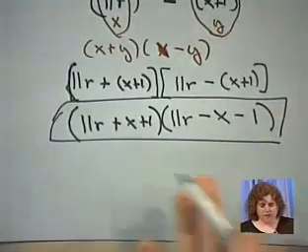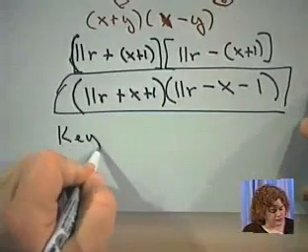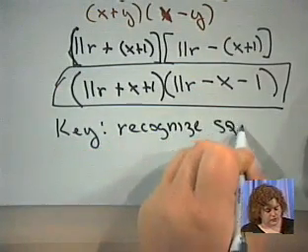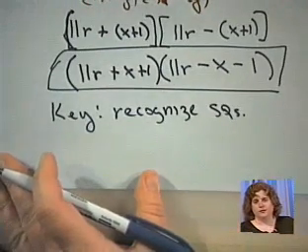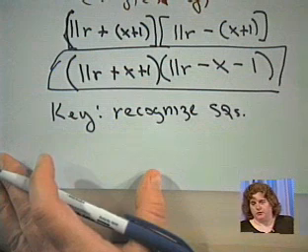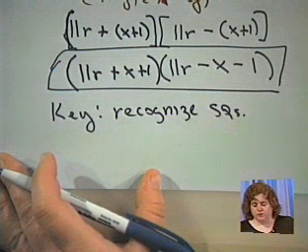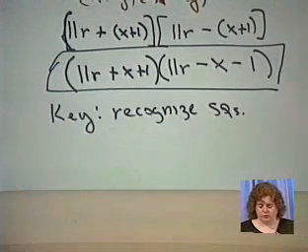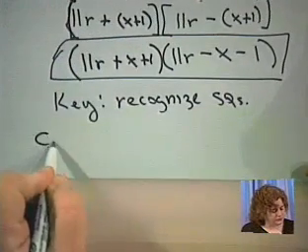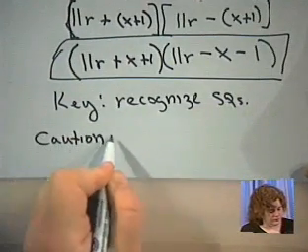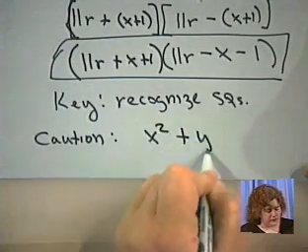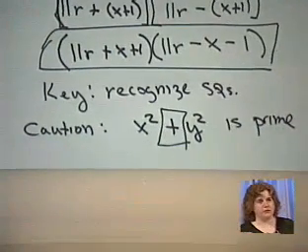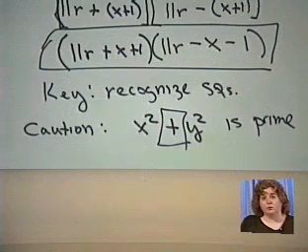Now, again, the key to all of this is to recognize squares. So you're going to have to know 1 squared is 1. That one's usually pretty straightforward. 2 squared is 4. 3 squared is 9, and so on, at least up through 100, which is 10 squared. A caution: x squared plus y squared is prime. Don't try to use this pattern when you have a sum of squares. It won't work.